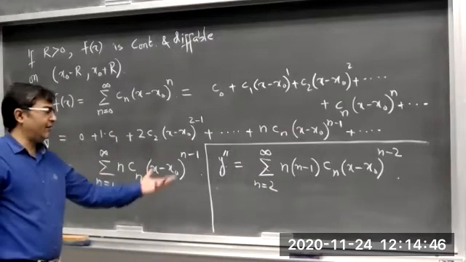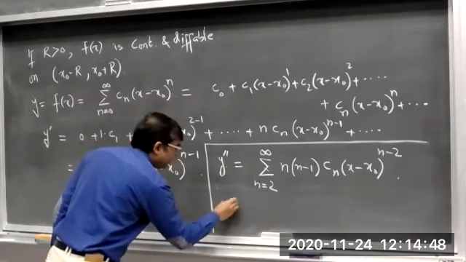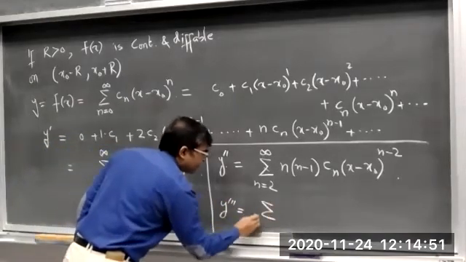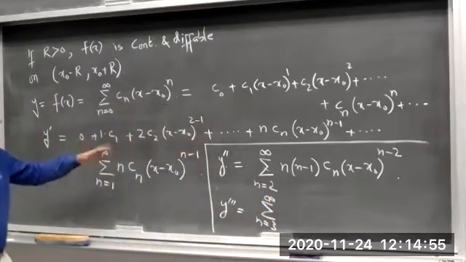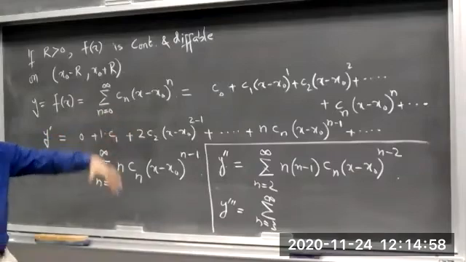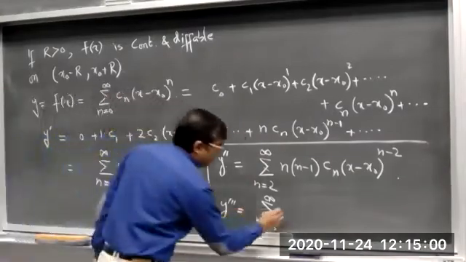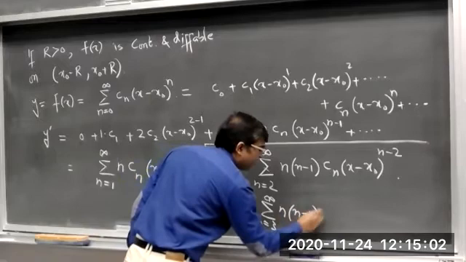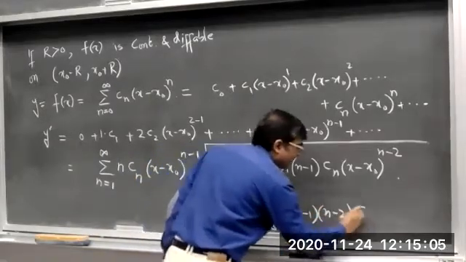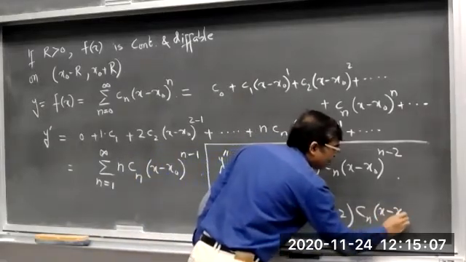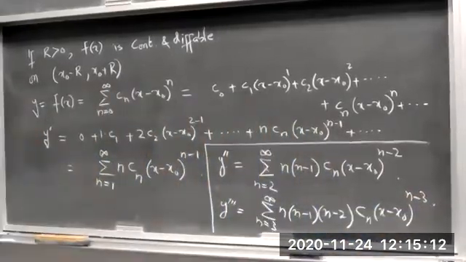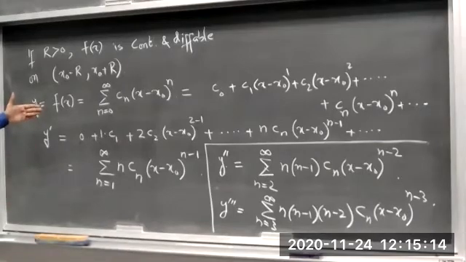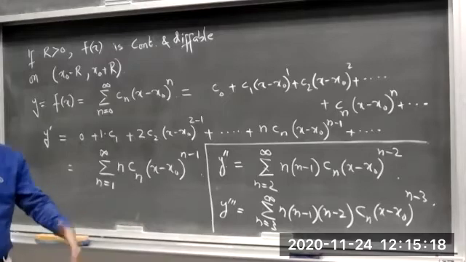Similarly, we can write the third derivative. In the third derivative, the summation will start from 3 to infinity, because the third term will be constant and it will become 0 when we take the derivative. And here we'll have n into n minus 1 into n minus 2, c_n (x minus x naught) raised to power n minus 3. So this is how we can take the derivatives of a power series. I hope you get it. If you have any question, you can ask me.